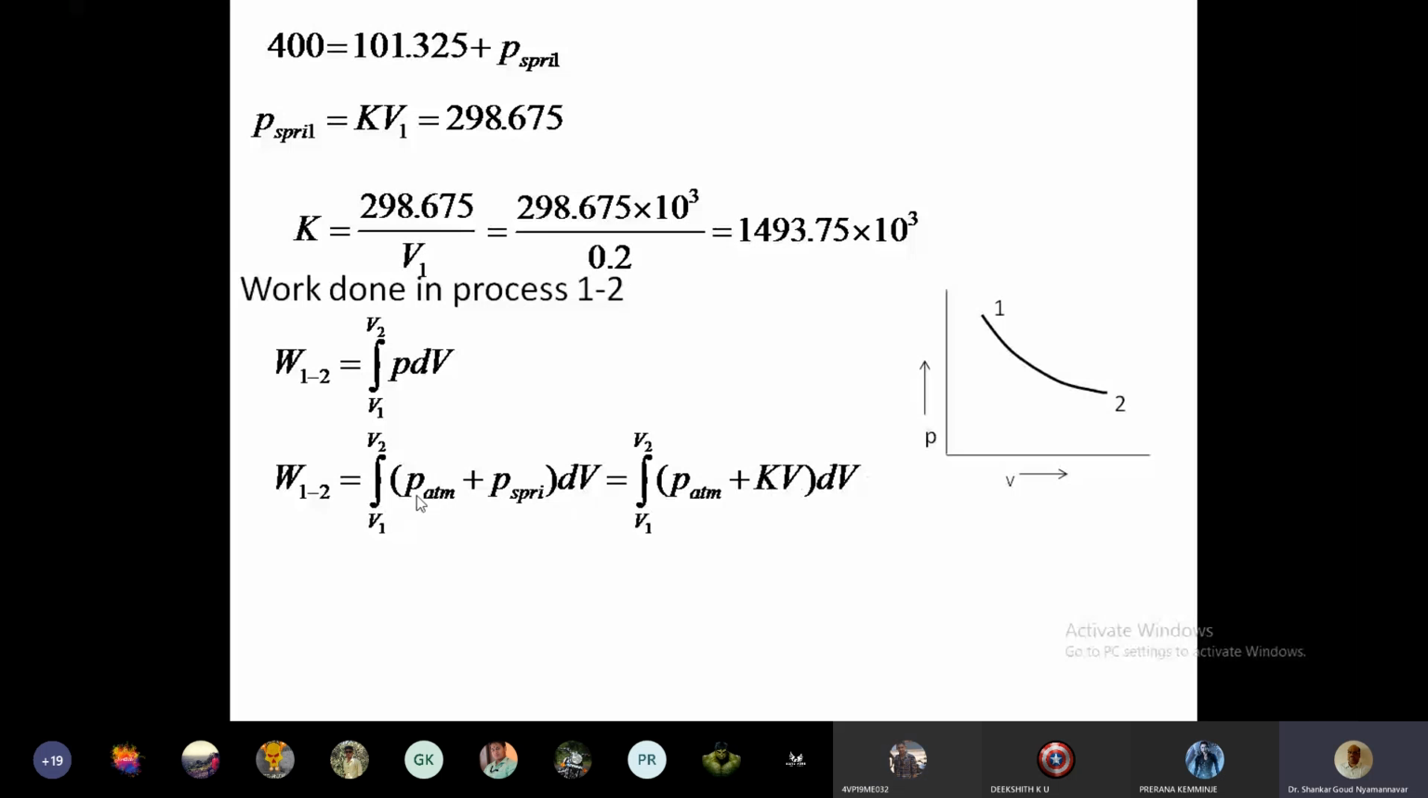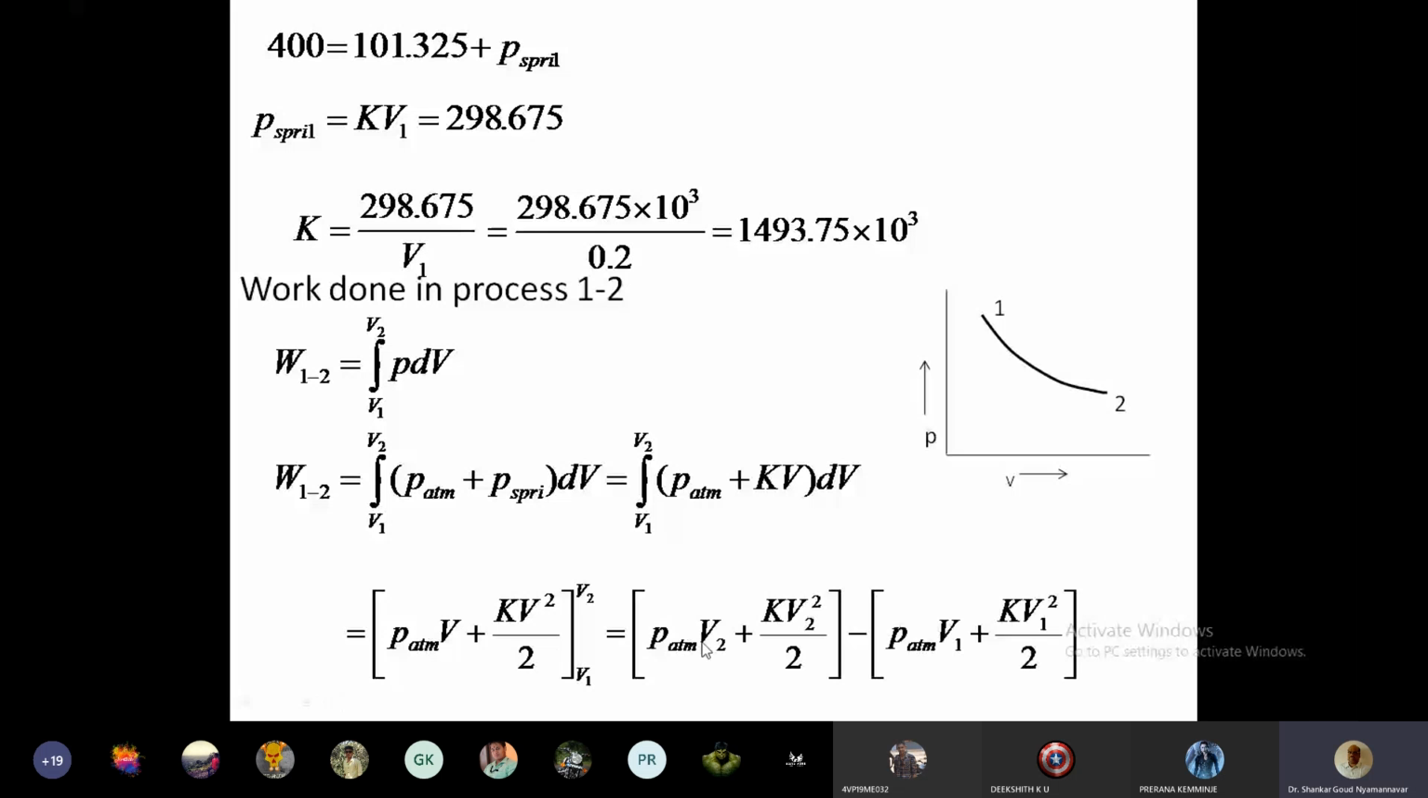This is how you have to integrate. P atmospheric plus P spring. P spring will become K into V. If I do this integration, this is constant, K is constant. So my equation will become P atmospheric into the integral of dV, which is V, plus K times the integral of V dV, which is V square by 2, right? Then I substitute the upper and lower limits. Then you substitute the values and find out the work done in the process 1 to 2. So do it as homework and tell me tomorrow. Okay, we'll close this session now.